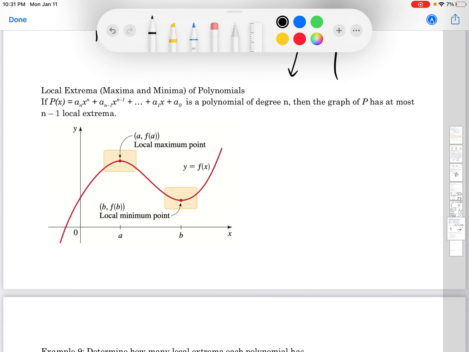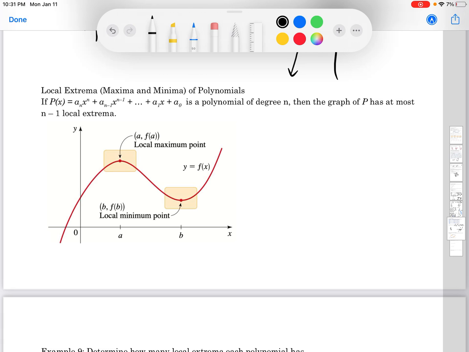One more tool for our toolbox is local extrema, or maxes and mins, or maxima, which is just plural, and minima. We can get local maxes and mins. They show up all over the place. They're like our hills and our valleys, and we've talked about them before. One thing that's important to note is that we can tell, as a little trick, not how many exactly, but what is the most number that we should expect to see.